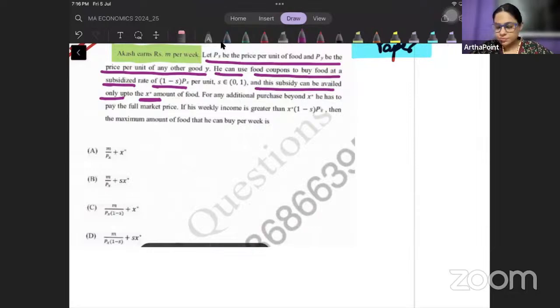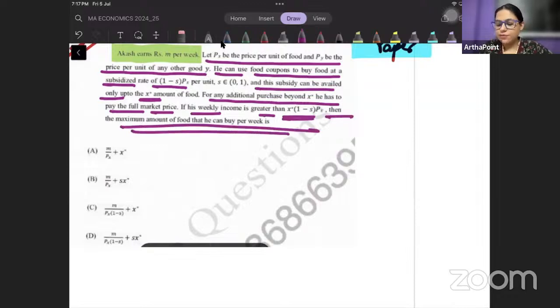For any additional purchase beyond X star, he has to pay the full market price. If his weekly income is greater than this amount, then the maximum amount of food he can buy per week will be... Okay, let's see the answer. Beta, look carefully. I am spending all my income on food, so I am not related with other good.